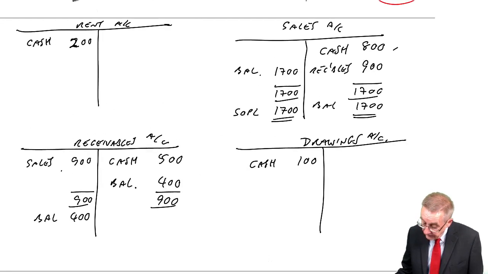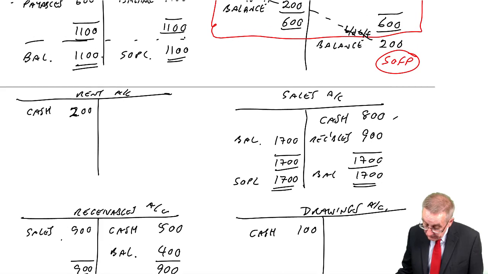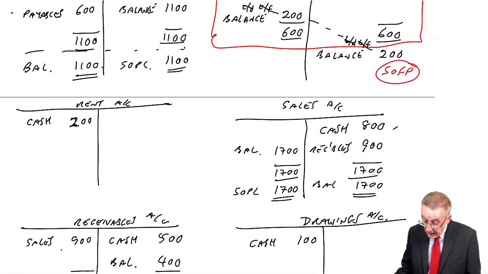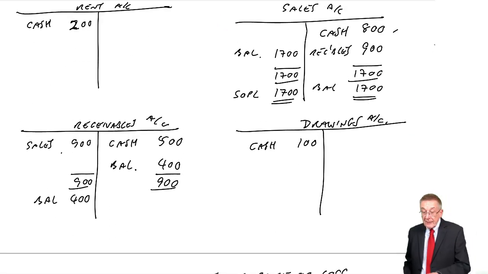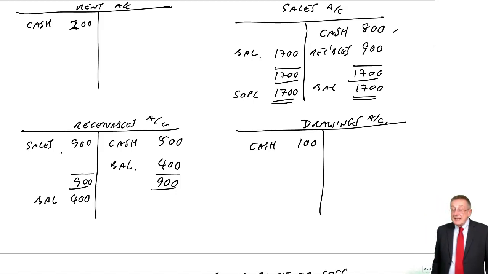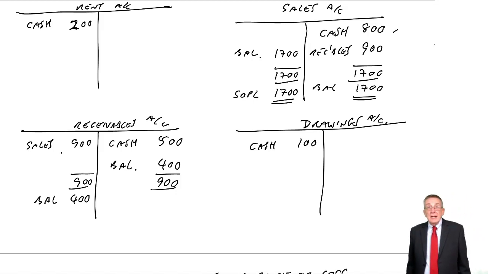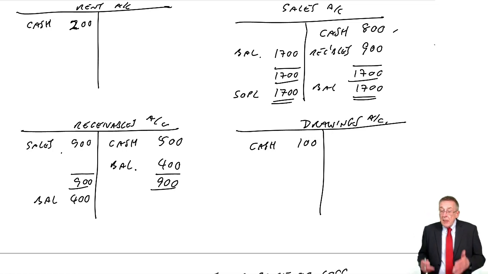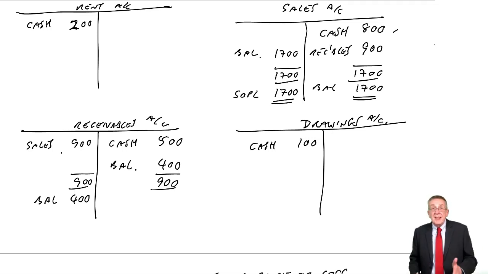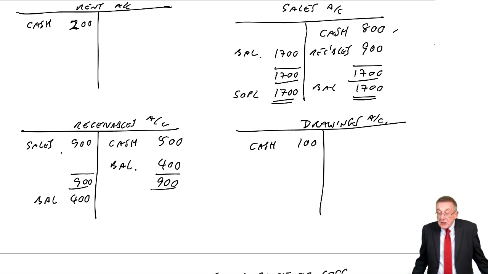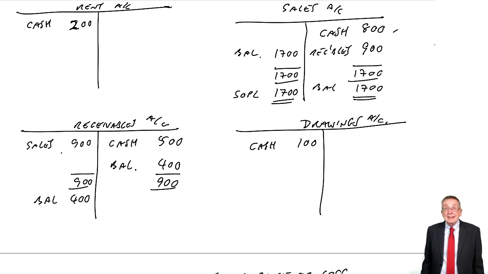What are the other accounts? Rent. Rent again is an expense. It's not an asset or a liability. This was simply a list of this year's rent. Next year, I want to list next year's rent.